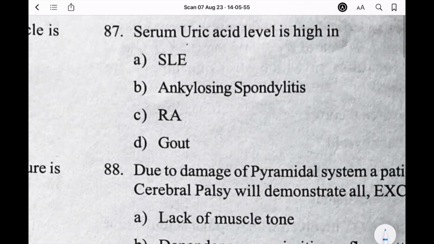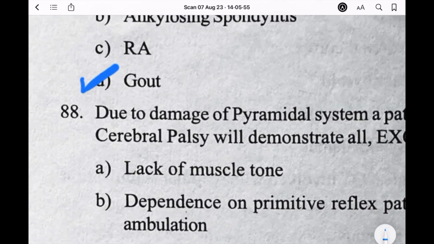So question number 87 is serum uric acid level is high in. So options are SLE, ankylosing spondylitis, RA, and gout. So correct answer is D, gout.